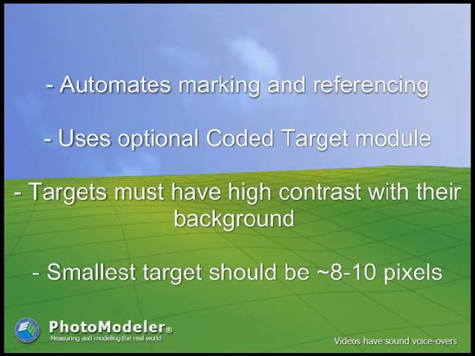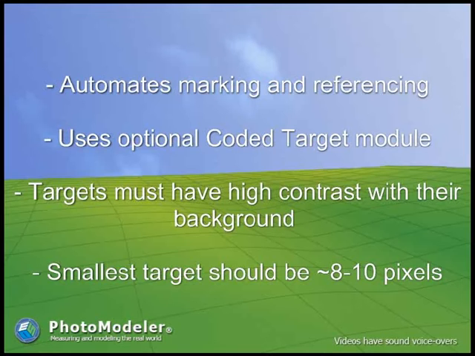Welcome to the PhotoModeler Automatic Tools tutorial. This tutorial demonstrates the use of several tools that automate marking and referencing in points-based projects. Part of the tutorial uses the optional Coded Targets module. For more information on the Coded Targets module, visit the PhotoModeler website. The latter part of the tutorial reviews methods that are applicable with and without coded targets.